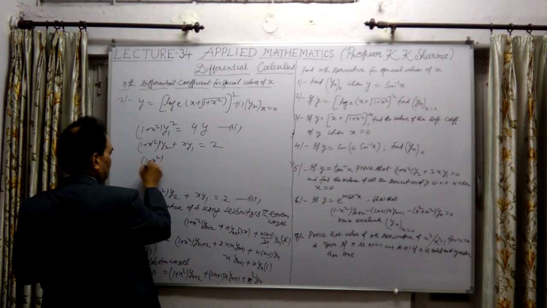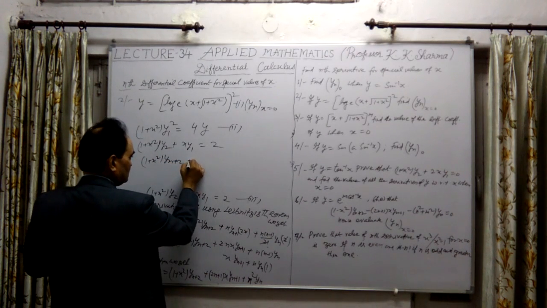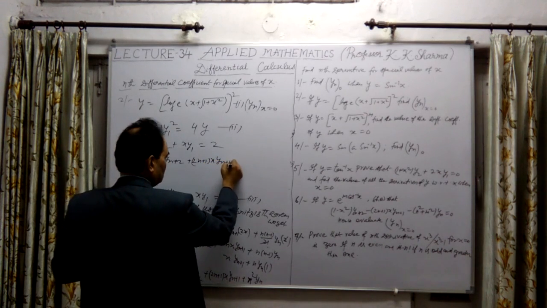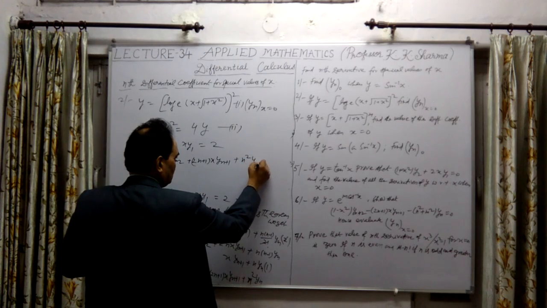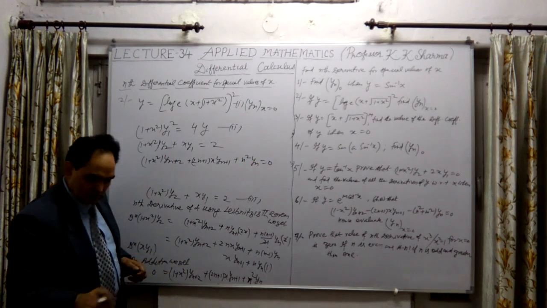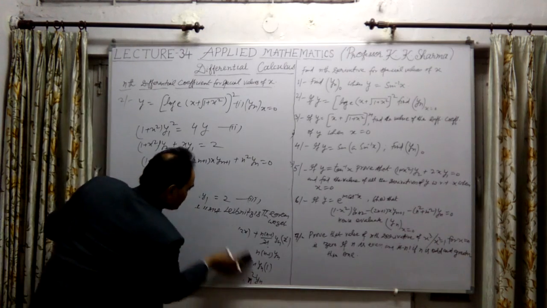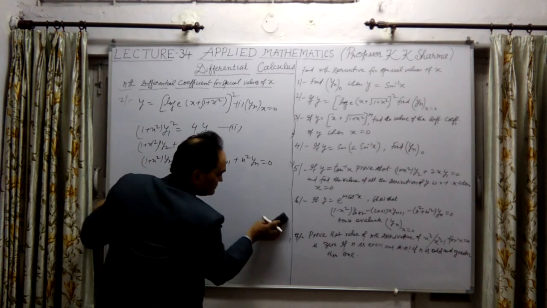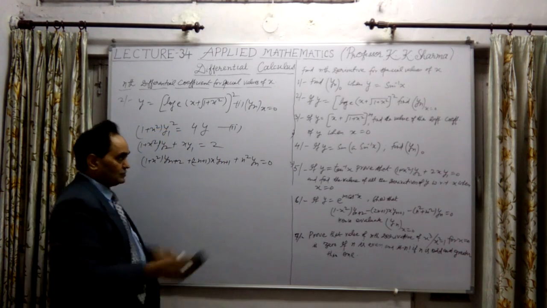(1 plus x square) y(n plus 2) plus (2n plus 1) x y(n plus 1) plus n square yn equal to 0. Okay, so this is the total set of these equations. Now let me find out the values of these nth derivatives, first derivative, second, etc., at x equal to 0.